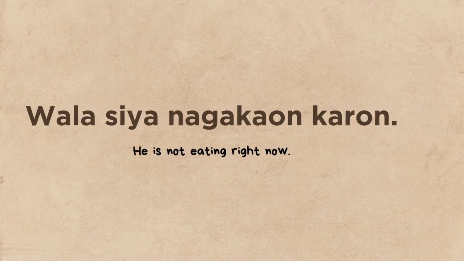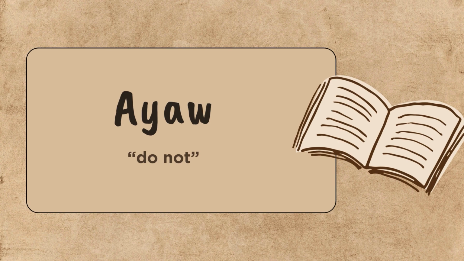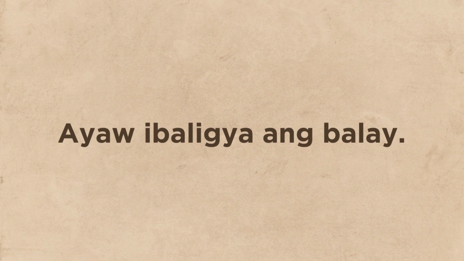AYAW. This one is pretty straightforward and easy to use. AYAW basically translates to don't or do not in English, is used to form a negative command, request, or wish. For example, ayaw ibaligya ang balay. Ibaligya ang balay means sell the house. Negating this imperative sentence with the word ayaw would result to don't sell the house. Ayaw ibaligya ang balay.